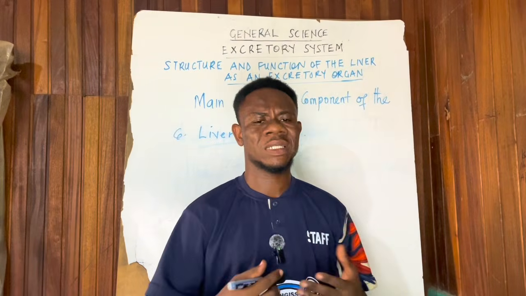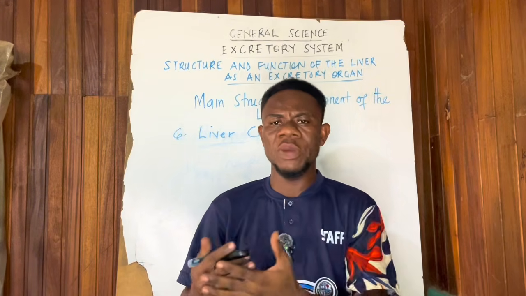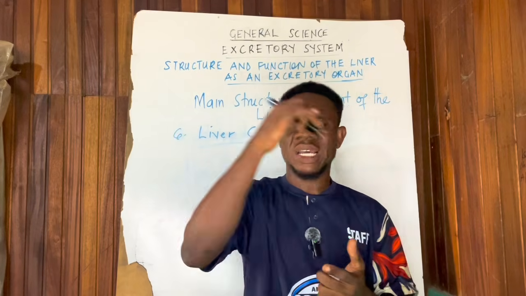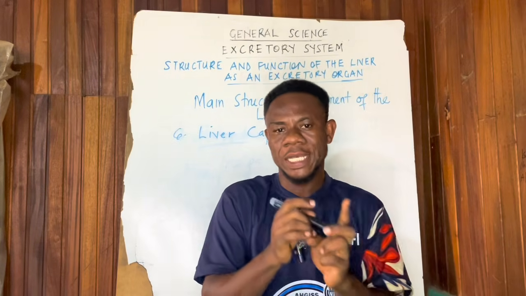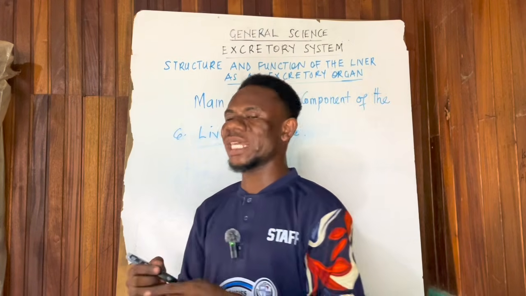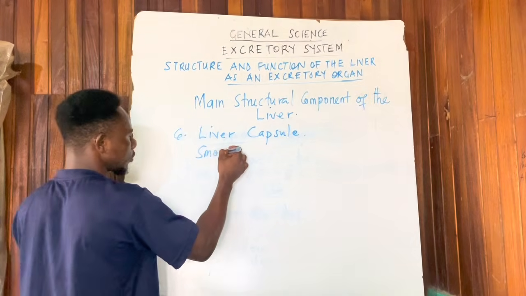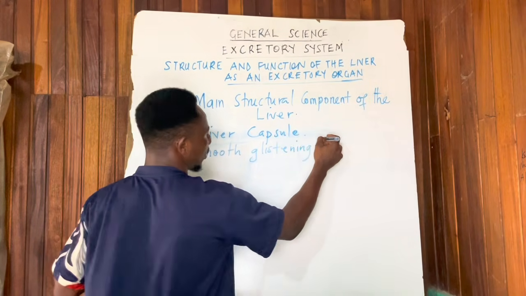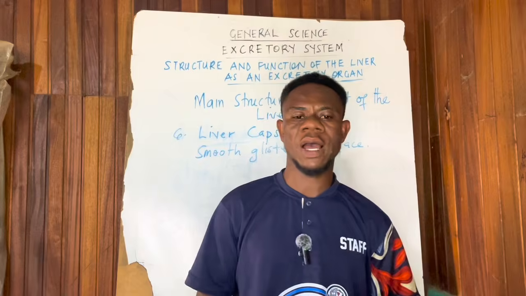The liver capsule, what is it? It is a thin outer membrane, and its function is to protect the liver tissue. It has a smooth, glistening surface. That is its appearance. That is the liver capsule.